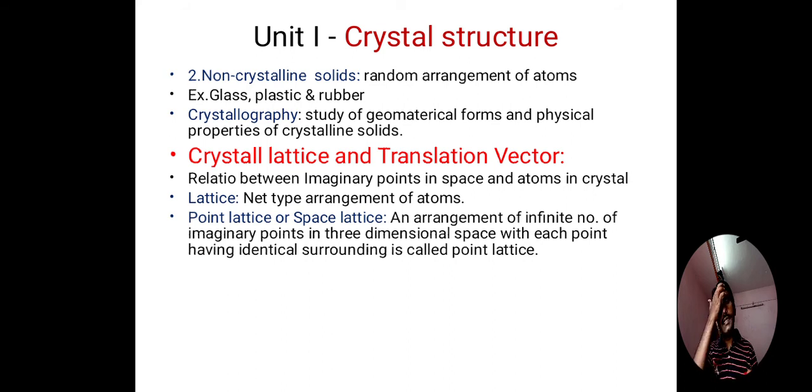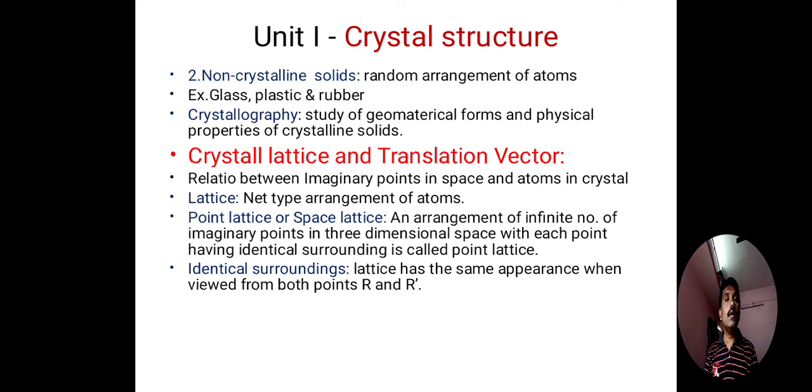Now what exactly is an identical surrounding? That is very simple to understand. An identical surrounding is when we see a similar point, this point and this point, from both views. Whether I am moving from this side or this side, this lattice, this net-type arrangement, has the same appearance.